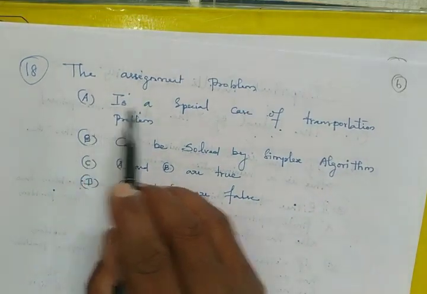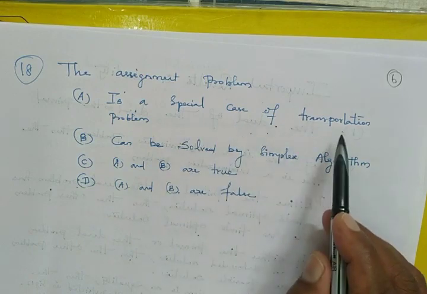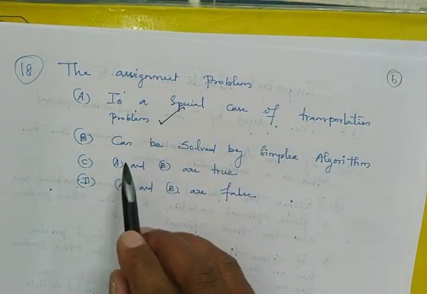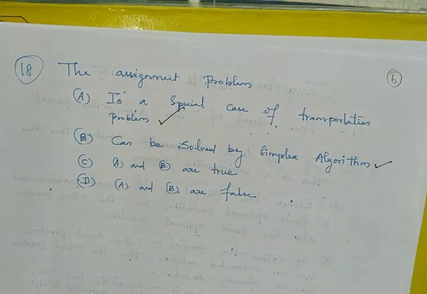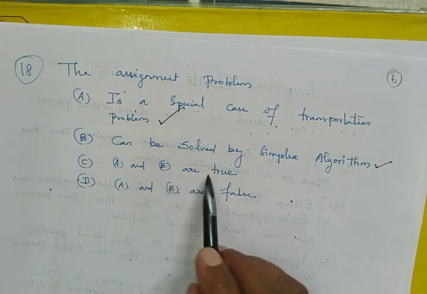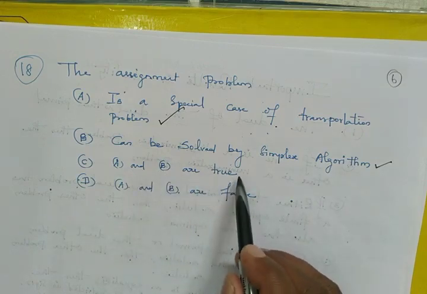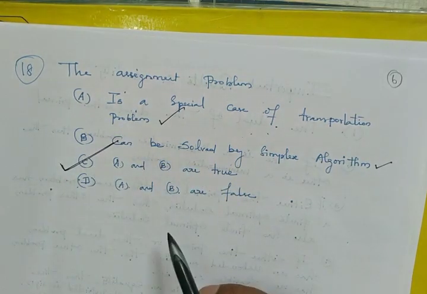Next one. The assignment problem. Option A, is a special case of transportation problem. Yes, it is a special case of transportation problem, only assignment. B, it can be solved by the simplex algorithm. Yes, it can be solved by the simplex algorithm. Next, see, A and B are true, A and B are false. Now, A and B are true always. Therefore, option C is the right answer to the given question.